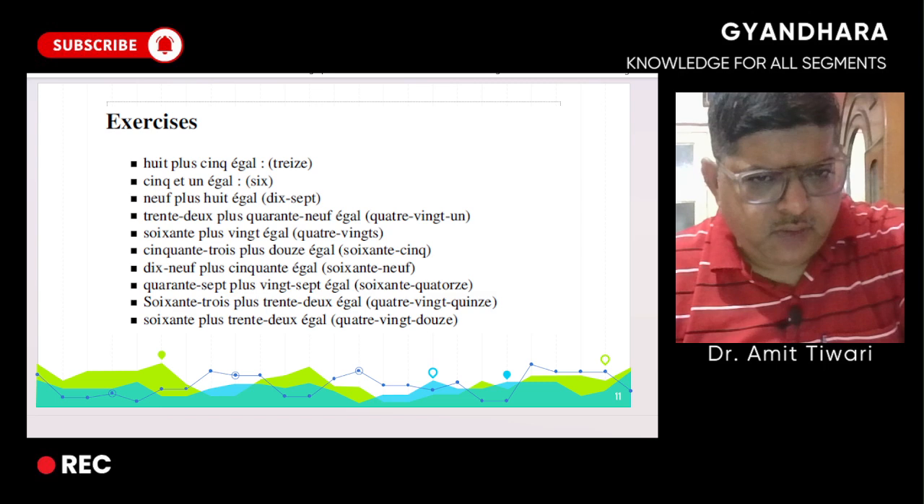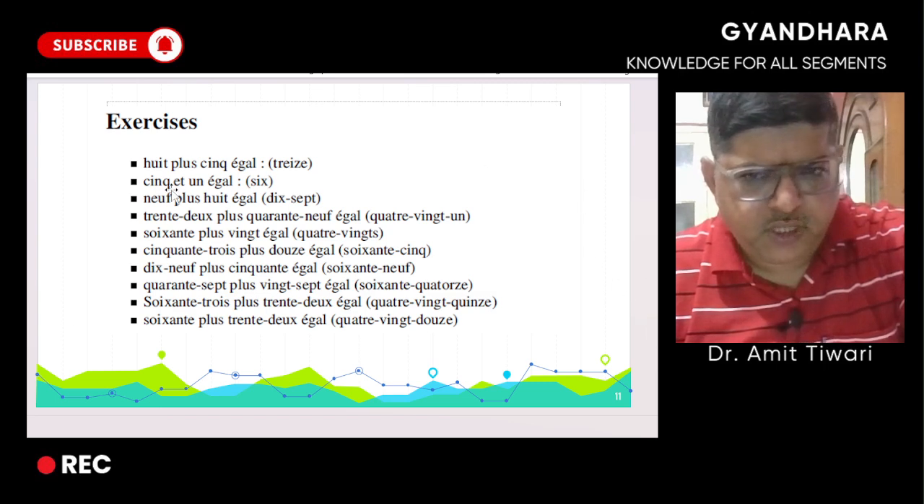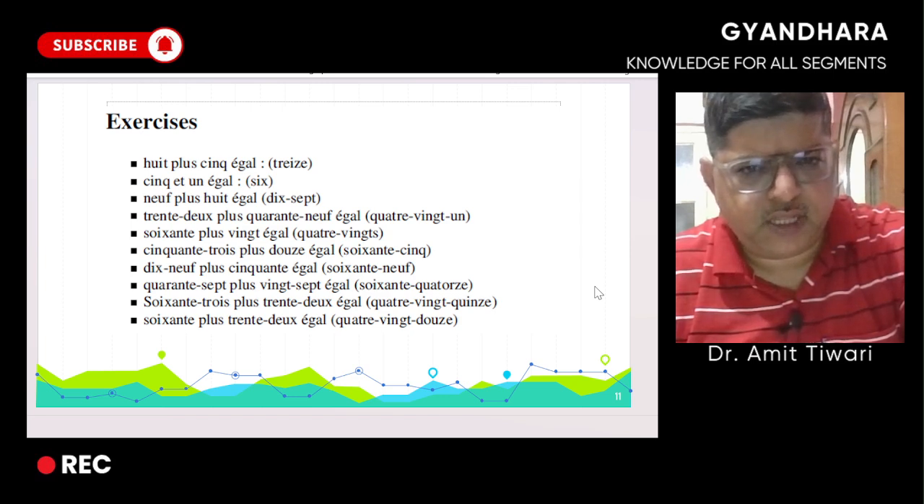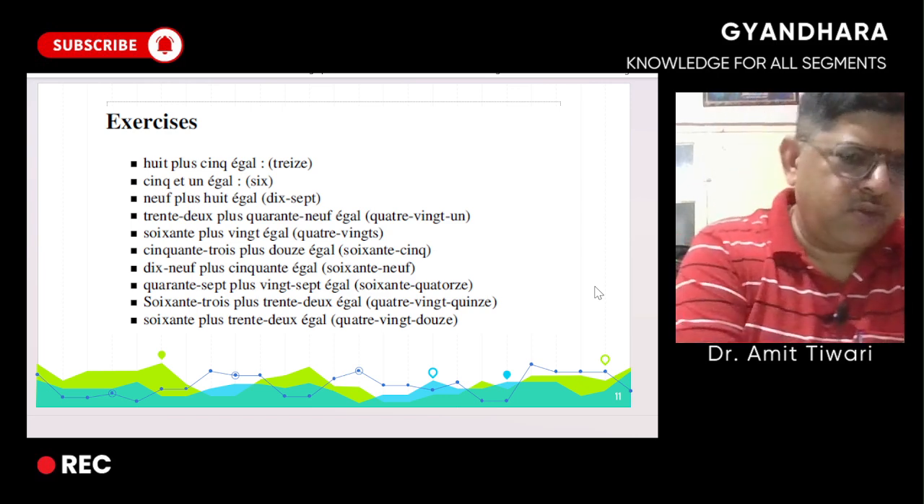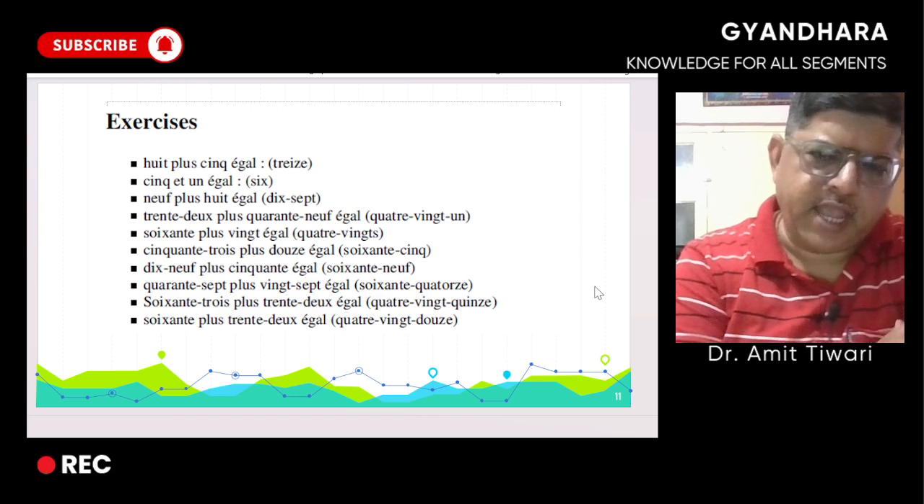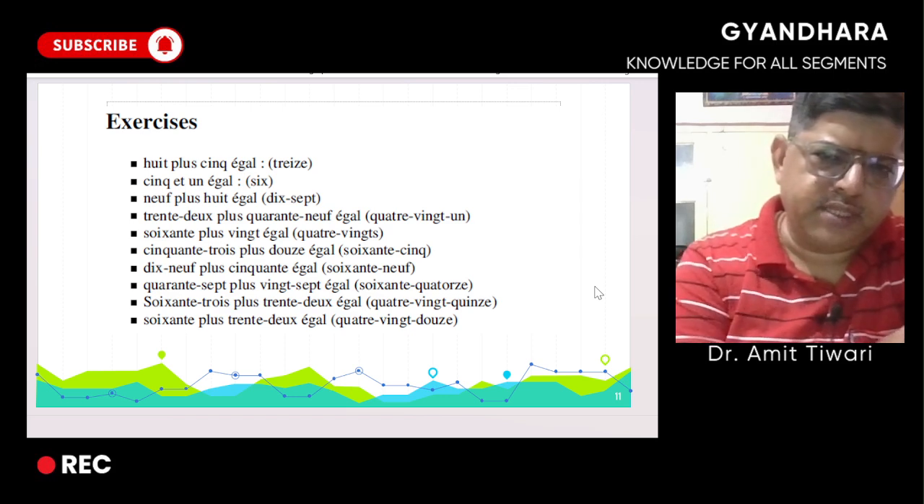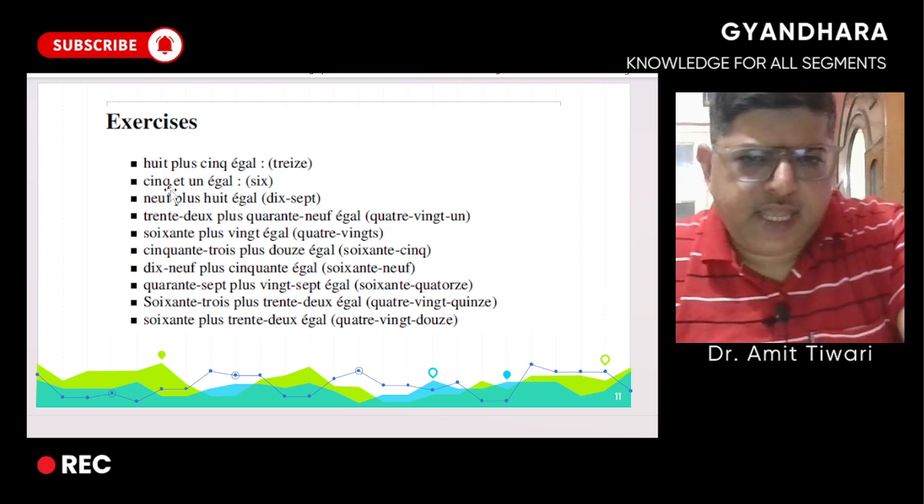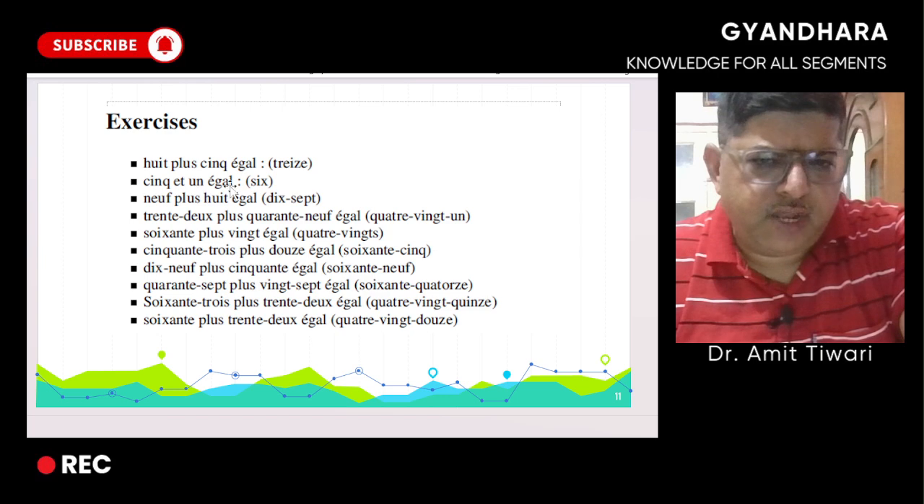And if you want to brush up your knowledge, please do this exercise. I will paste this exercise for you. If you are honest with yourself, while watching this video, solve these exercises. For example, huit plus cinq égale, that is 8 + 5 is equals to 13. Cinq plus un égale six, that is 5 and 1 is equals to 6. So these are the exercises.